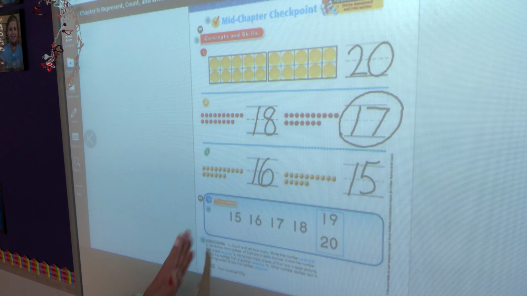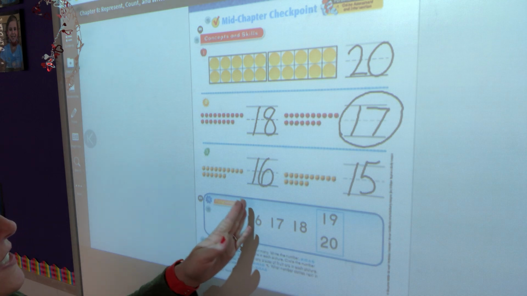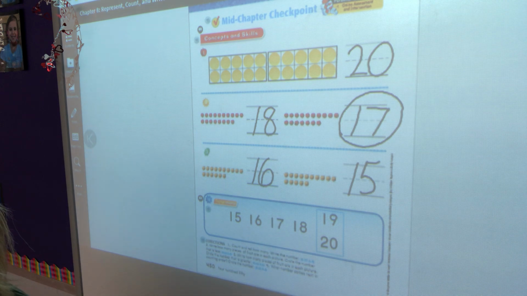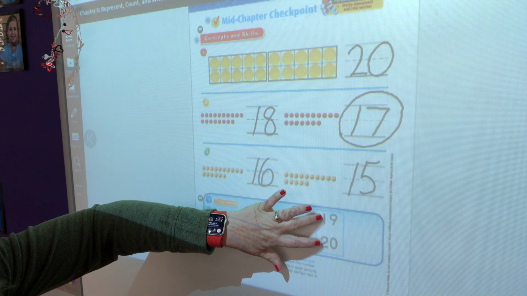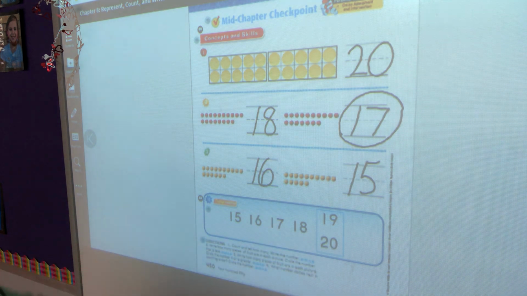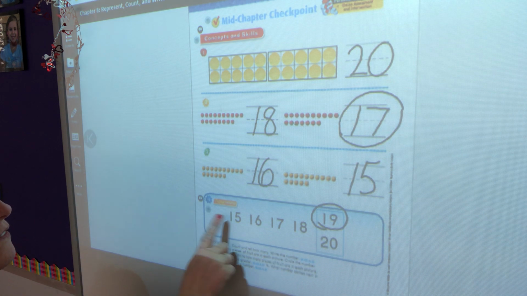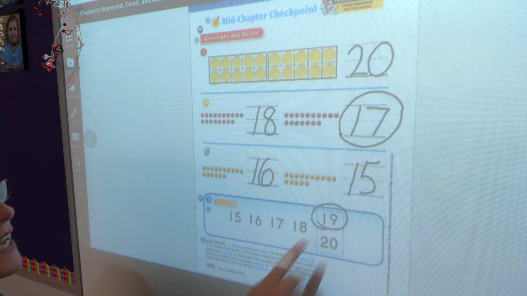And last but not least, this is in counting order. Remember, counting order does not always need to start with 1. 15, 16, 17, 18, those are in the correct order. If I want to know what comes next, which one of these would I circle? What comes after 18? Is it 19 or is it 20? You're right. It is 19, so let's go ahead and circle that. 15, 16, 17, 18, 19 is in counting order.